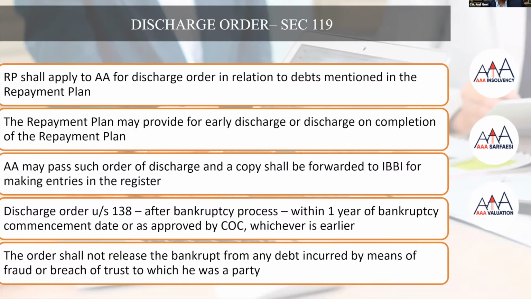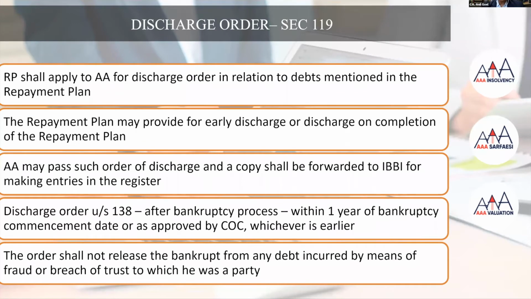So if there are 10 people who have given loans to the debtor, and only 3 participated in the repayment plan, the discharge is available only for those 3. The 7 people who have not participated in the insolvency resolution process of the individual can still go, as creditors, and file an application after this repayment plan is completely implemented.